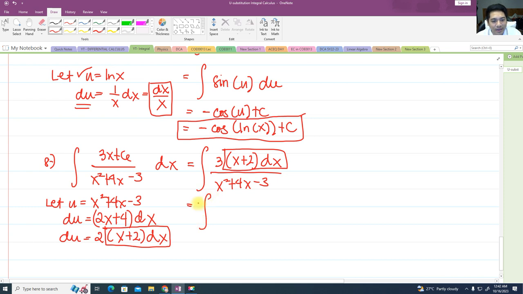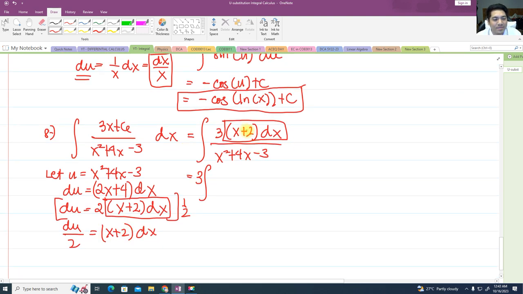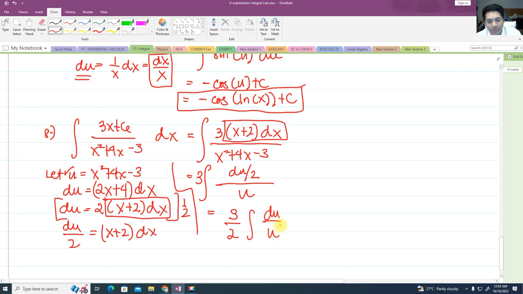So I can factor out 3. I can divide this by 2. So what happens? I have du all over 2, that is x plus 2 dx on the other side. I can now substitute x plus 2 dx, which is equal to du all over 2. So that becomes du all over 2 all over u, which is x squared plus 4x minus 3. So that's our solution. I'm going to write it neatly here. 3 all over 2, factor out 1/2, that becomes 3/2 integral of du all over u.